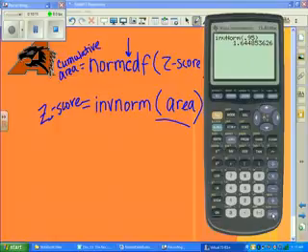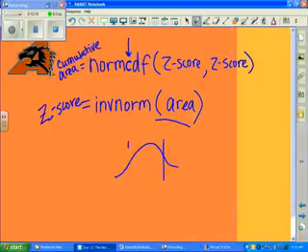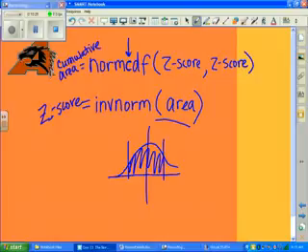Here's a sample problem. I want you to find the area that I've highlighted here. And it looks pretty symmetric. So if I said that this was -1 standard deviations below, why do I know that was a negative? Because it was on the left of the mean. And this one's a +1. So those are my two z-scores. And I want an area. Which one of these do I use? If I want the area and I have two z-scores, use my normal CDF.